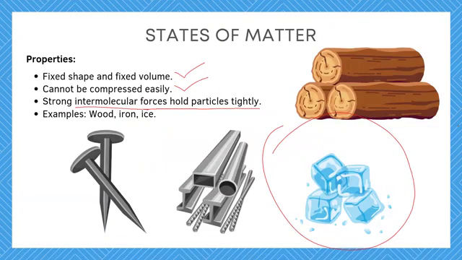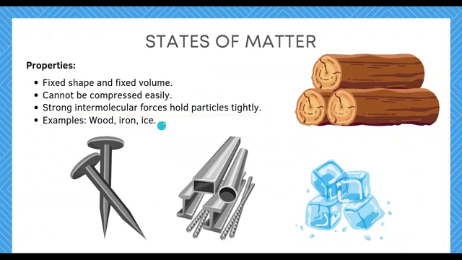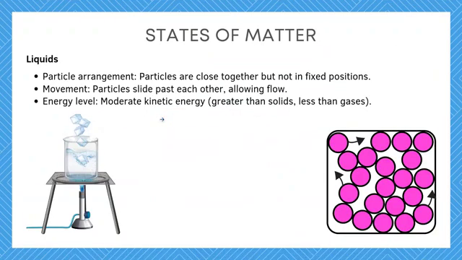Yes, sir. Beautiful. So the last property is the examples. We have wood, we have iron, and we have ice. That is it for the solid state of matter. So far, so good. Any questions? Dominic, David, any questions?